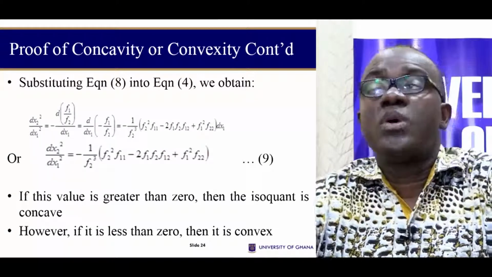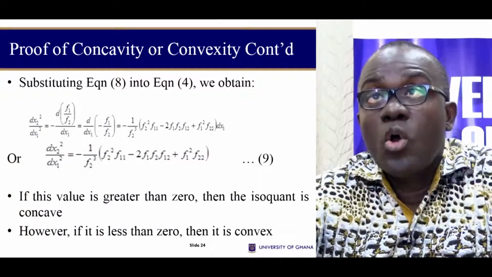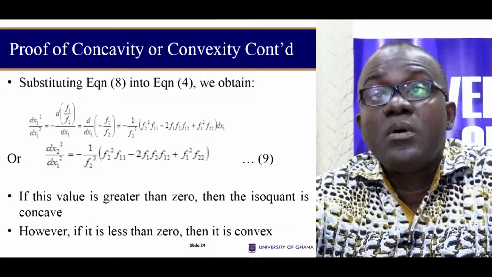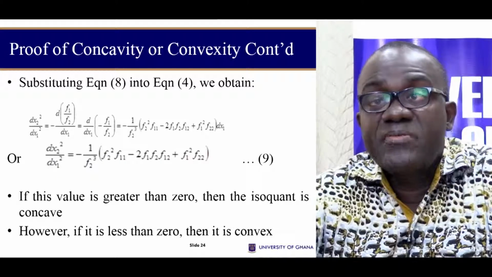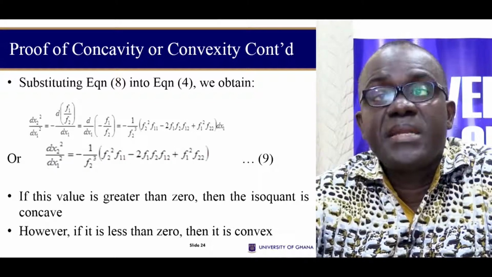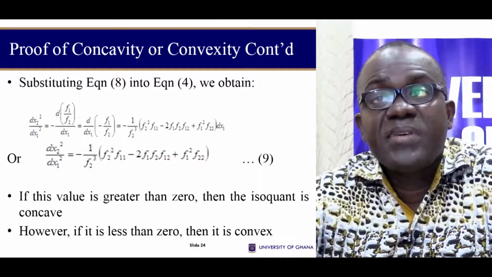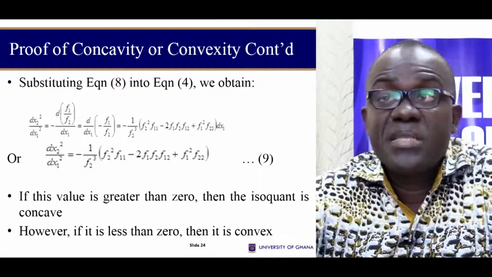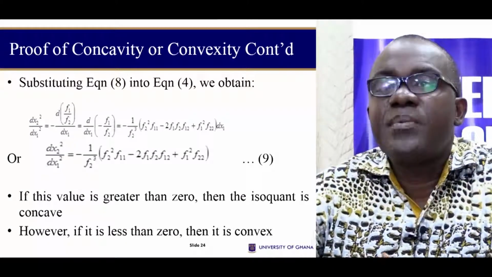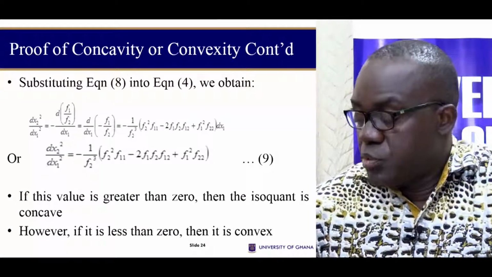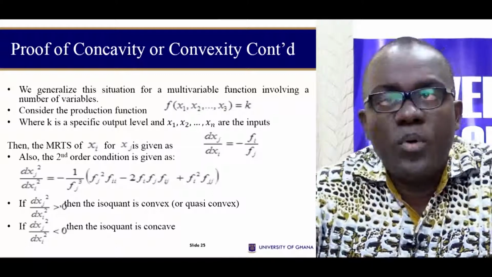So to determine the concavity or convexity of this function will depend on the value that we have over here at the point of interest. If this value is greater than 0, then the isoquant is concave. If this value is less than 0, then the isoquant is convex, right? So this is an example that we did for a simple situation where we have two variables.